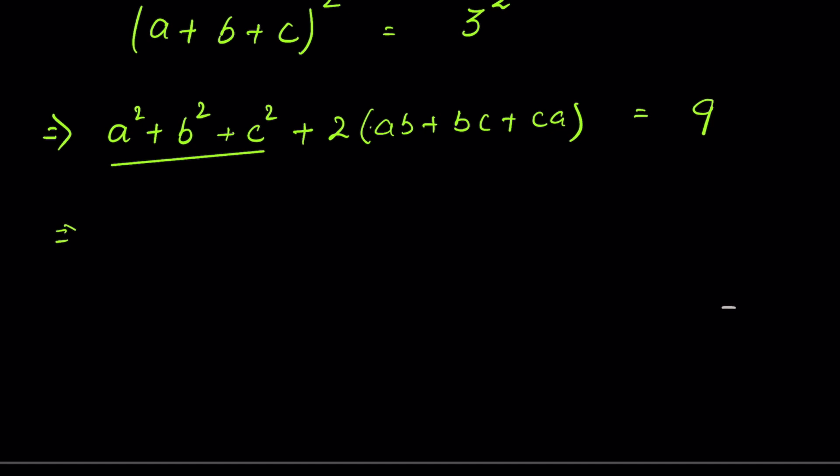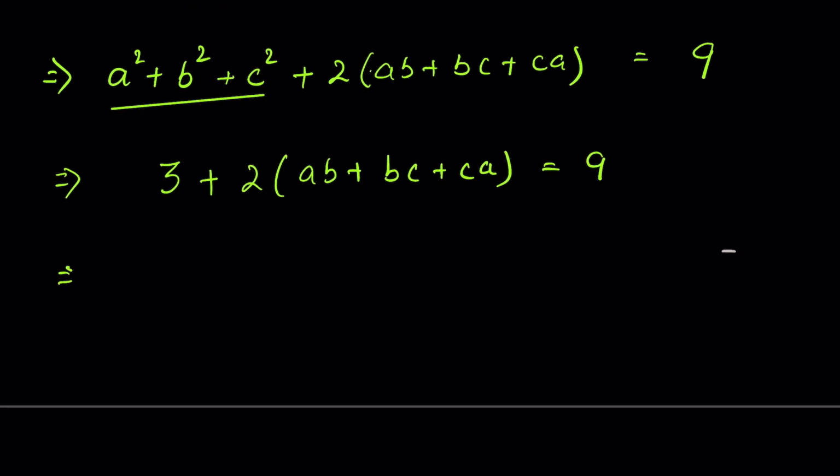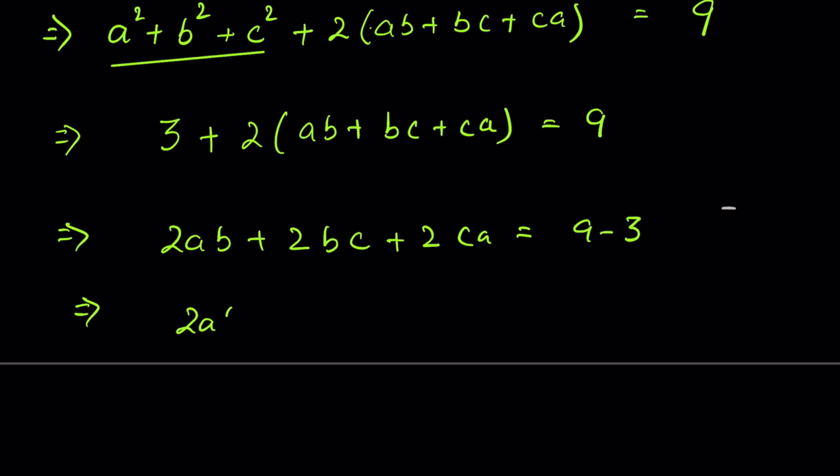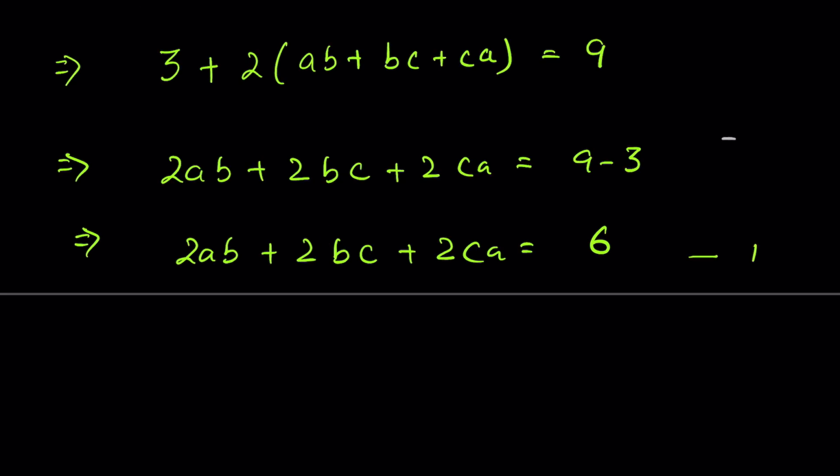So let's write the value 3 plus 2 times ab plus bc plus ca is equal to 9, or 2ab plus 2bc plus 2ca is equal to 9 minus 3, or 2ab plus 2bc plus 2ca is equal to 6. Let this be equation 1.